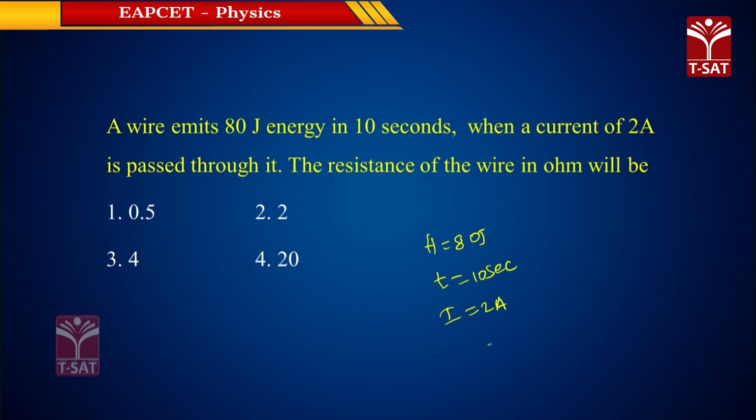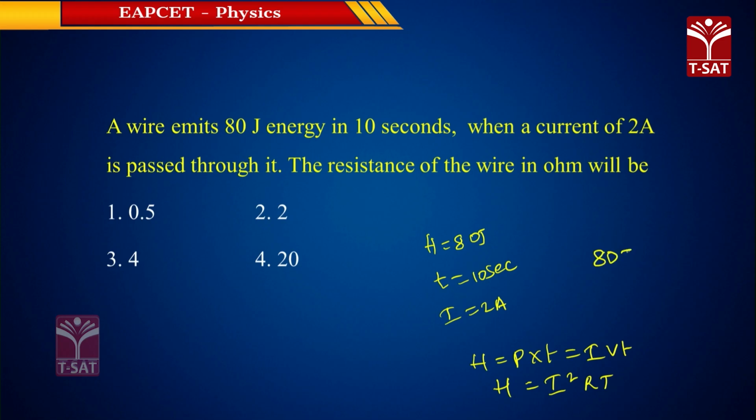Okay, here the formula: heat H is equal to P into T is equal to IVT, or another formula, H is equal to I square RT. What will you find out? The resistance value will be found. Okay, what is the resistance formula? Calculate using the formula, here substitute.